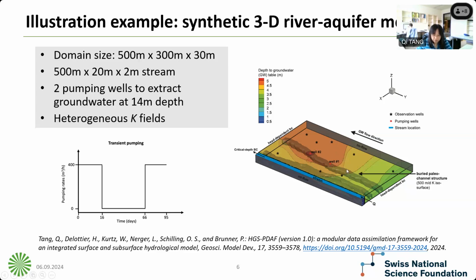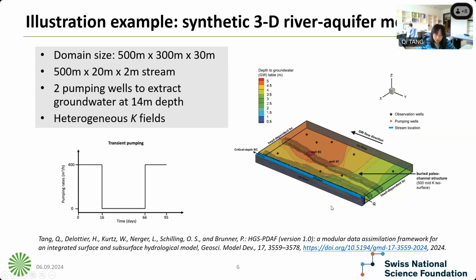2 pumping wells to extract water from the aquifer, and these wells can be switched on and off according to our requirement. So in this scenario, we implemented a pumping schedule where the wells were switched on for the first 16 days, and afterwards we switch them off. And then after 50 days, we switch them on again until the end of the simulation period of 96 days.